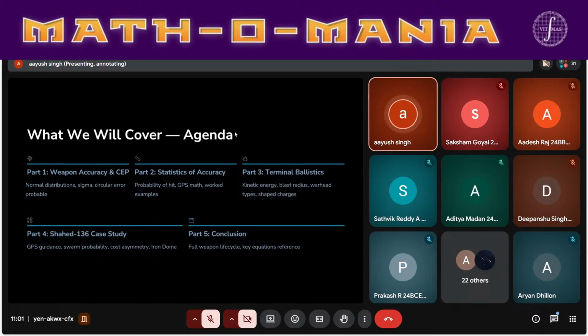Here we will try to cover these five topics. We will start with weapon accuracy with the help of circular error probable. Then we will see the statistics of accuracy behind a weapon, then terminal ballistics. After that, we will see the case study of Shahed 136 drones, which is used very much nowadays in the Iran war. And then we will conclude this session with a quiz.